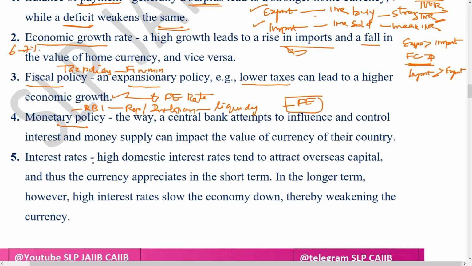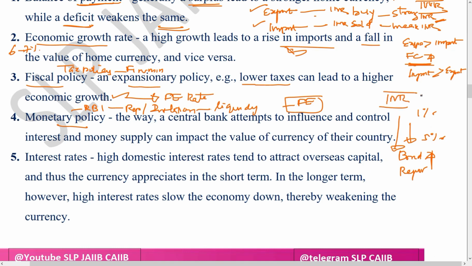Next, interest rate. For example, high domestic interest rates tend to attract overseas capital. If in India the bond market, repo rate, or everything is higher, what will happen? People from outside of India will invest in India. For example, if we are offering 5% interest on deposits, bonds and treasury bills, but in the US it is just 1%, they will invest in the Indian market. So overseas capital will come to India, and if they are making investments in India, they have to make them in INR only.